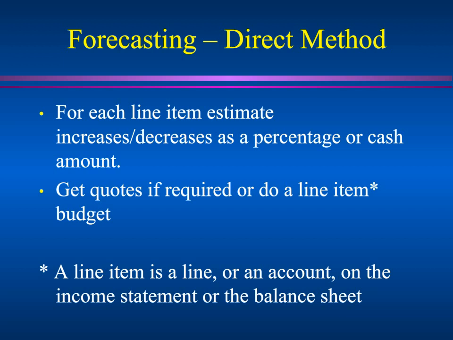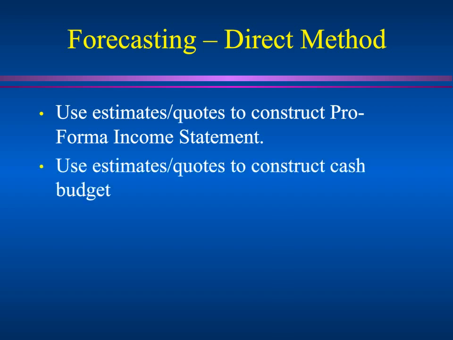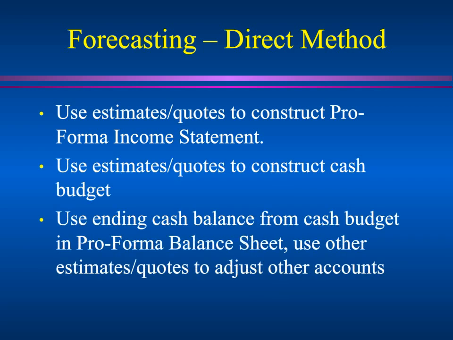So we look at our income statement, we go line by line and say, okay, is this going to be an increase or a decrease? If we're using the direct method, of course, this is line by line. And we can get quotes from insurance agents, or we can look at our rent, lease, or whatever the case may be, and continue through our projections. Once we've got all the lines filled in on the income statement, using estimates and quotes, whatever the case may be, then we can pump that through into the cash budget and the balance sheet and give us some indication as to where we're going to be.